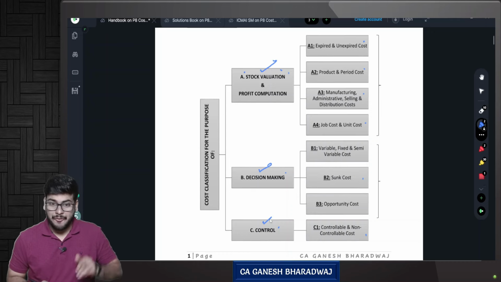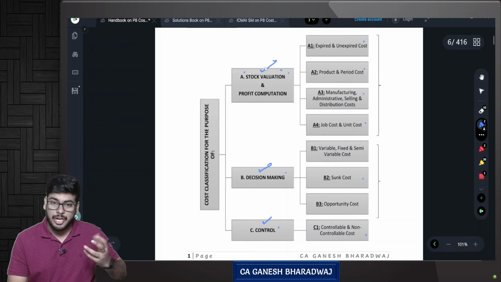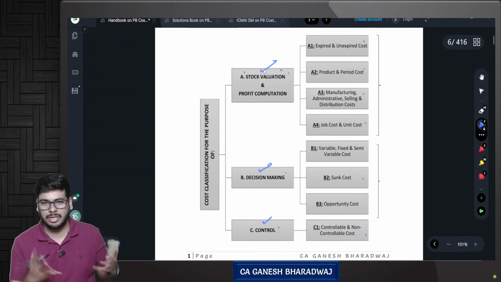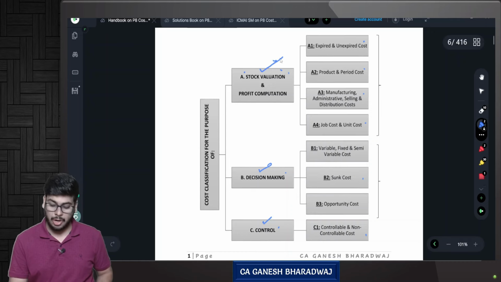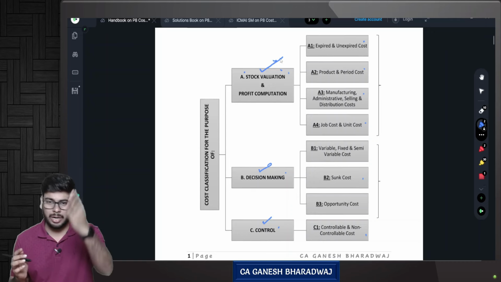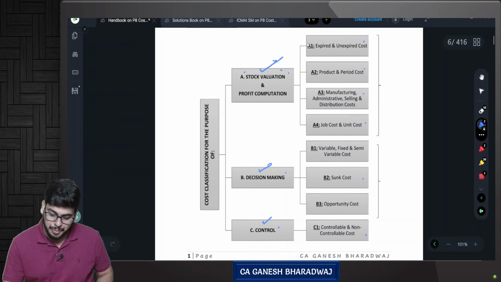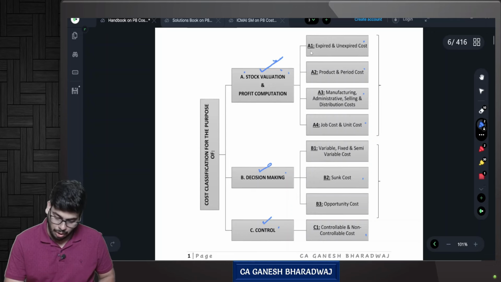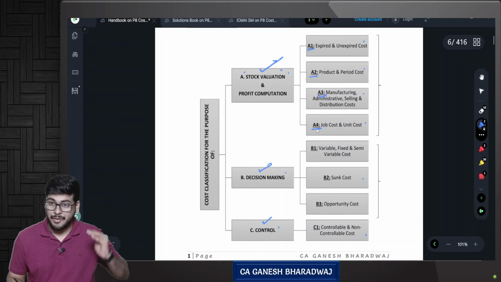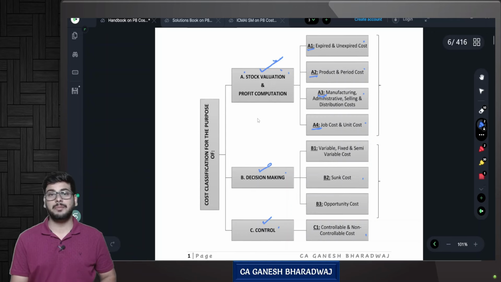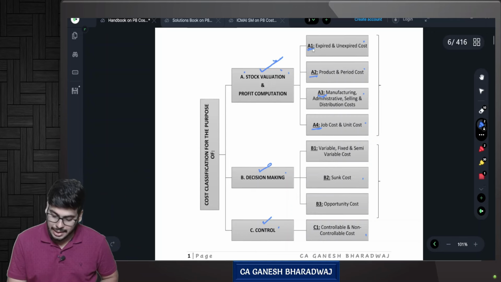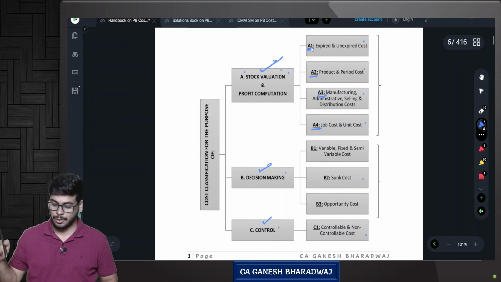Now when you are looking at this subject, what is the subject? Cost accounting. When you are using the cost accounting subject for the purpose of stock valuation and profit computation, your same cost, whatever we saw in the definition of cost, should be looked at from the perspective of A1, A2, A3 and A4. Are you clear with this? When you are using this subject for achieving stock valuation and profit computation as an objective, it needs to be looked at from the perspective of A1, A2, A3, A4.